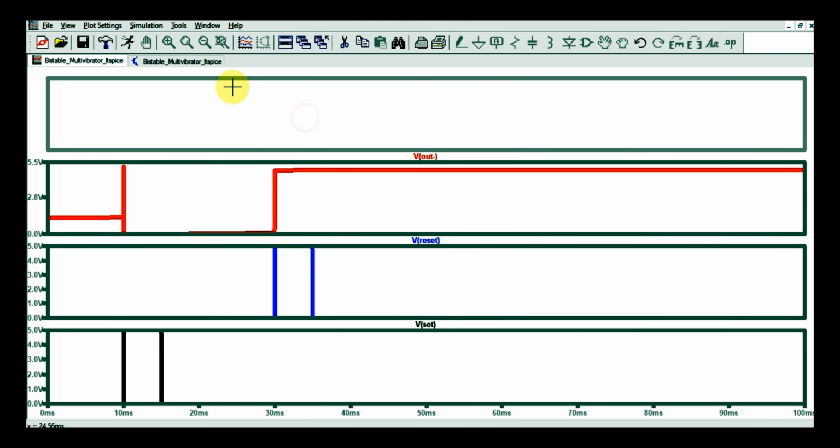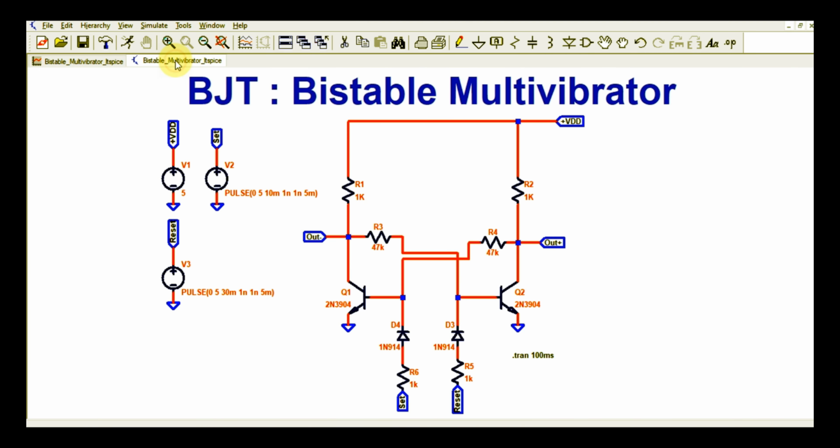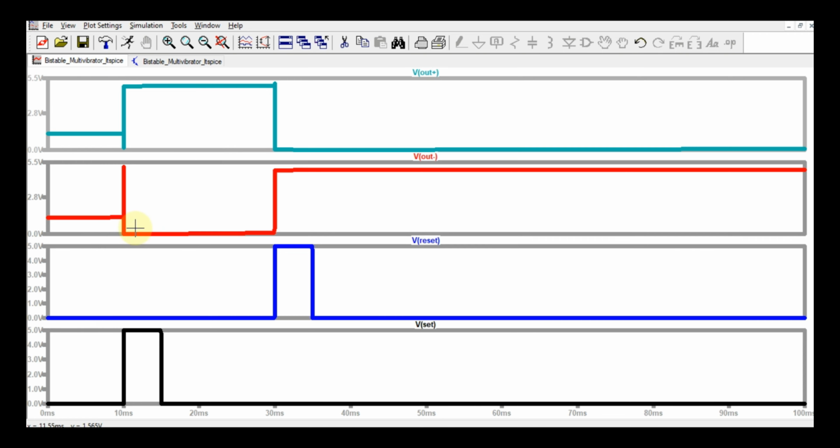Let me show you the output at out plus. Okay, so this is the behavior of out plus. When you apply your first pulse, that is the set pulse, it goes high and it remains in the same state until you apply your second pulse, that is the reset pulse here. Okay, so this is V reset, V out minus, V out plus.